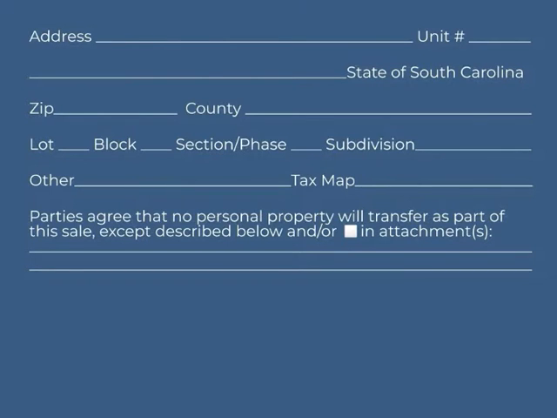This section is self-explanatory. You put in the address of the property, the zip code, lot, block. If you do not know, maybe the property doesn't have a block number, maybe it only has a lot number, or it does not have a section and phase. You put NA in any spot on the contract that you do not have information for. So if it does not have a block in the legal description, then put NA. If there's no section or phase in the legal description, put NA. Do that on all the blanks that you do not have information for.